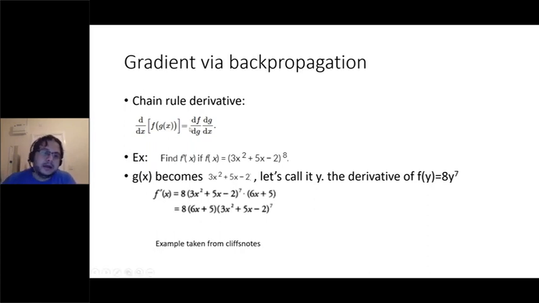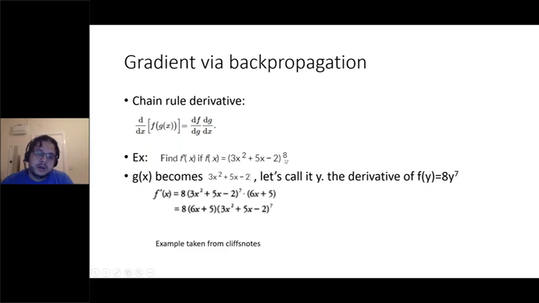An example. This is like high school calculus, very simple. Say you want to find the derivative of f, where f equals 3x squared plus 5x minus 2, to the power of 8. We can compute it the normal way, but this way it's much faster. We make g of x equal to the inner expression, and f of g is g to the 8. Let's call g of x y just to simplify it. So f of y equals y to the 8.